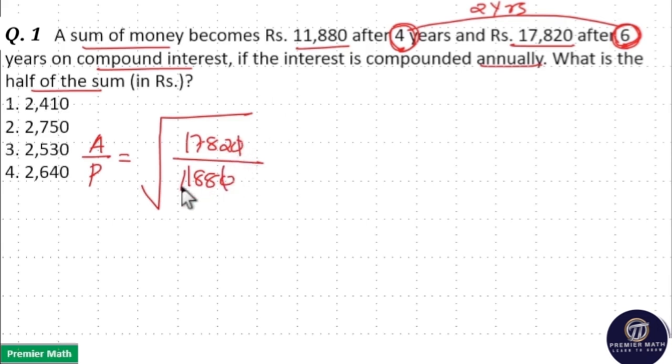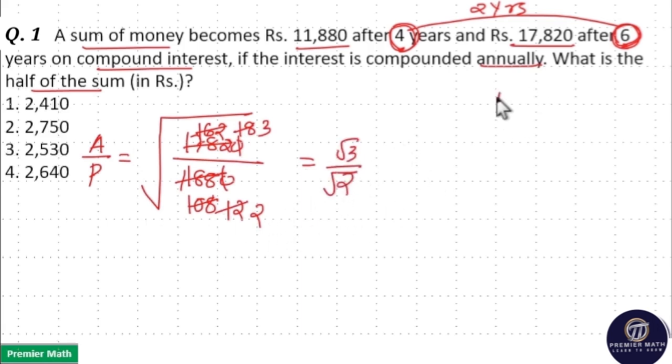Now cancel. 11 goes 1 time in 11, 8 times in 88. 11 goes 1 time in 17, 6 times in 68, 2 times in 22. 9 goes 1 time in 10, 2 times in 18. 9 goes 1 time in 16, 8 times in 72. 6 goes 2 times in 12, 3 times in 80. So the amount and principal ratio is root 3 is to root 2.